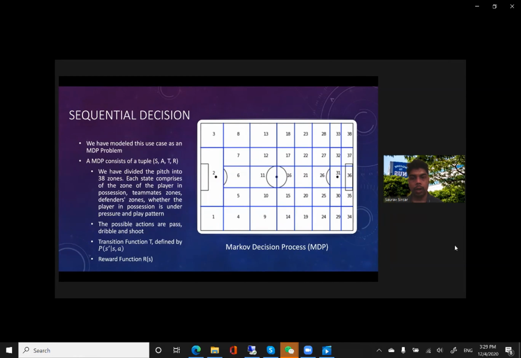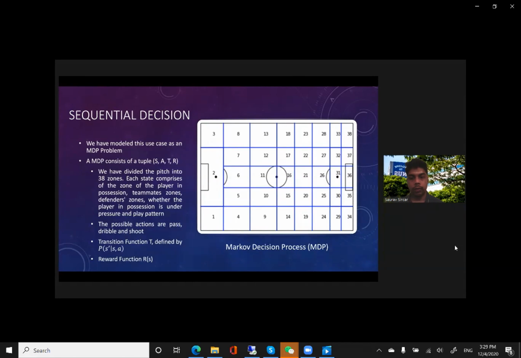As we have seen before, the pitch has already been divided into 38 zones, and in our case a state is defined by the zone in which the player in possession currently is, all the zones of his teammates, and all the zones in which the opposition defenders are present, along with the play pattern and whether the person performing the action is under pressure.